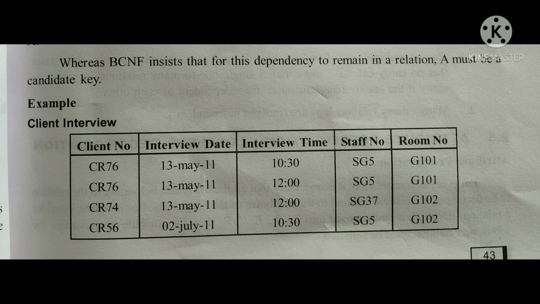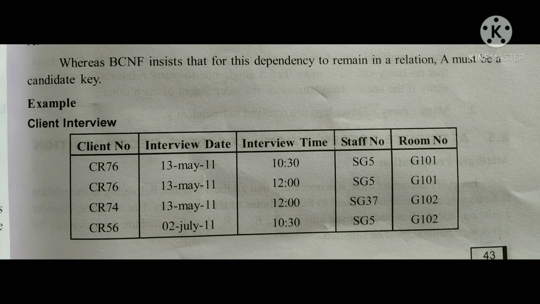A relation is in third normal form if it is in second normal form and every non-key attribute of the relation is non-transitively dependent on each candidate key. If it is in second normal form, it does not have transitive dependency in the third normal form.